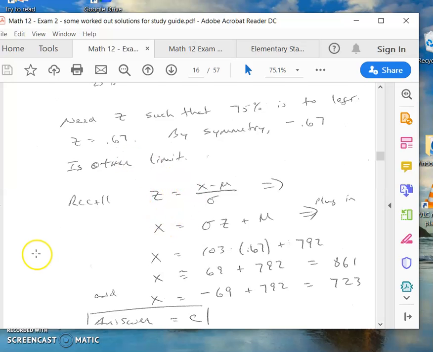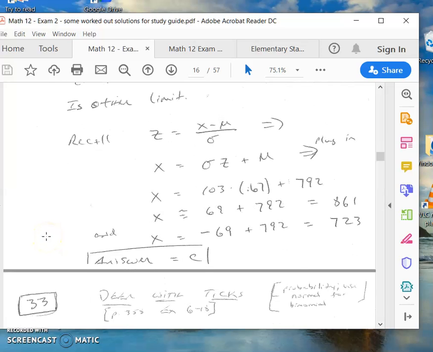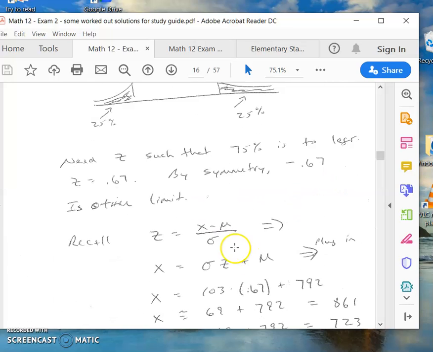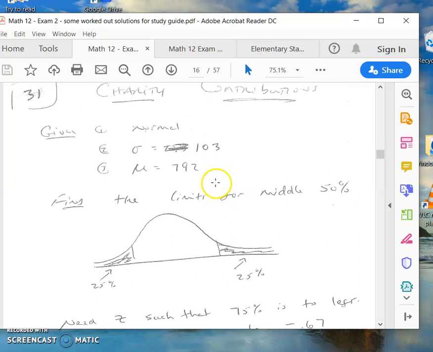So we plug that in right here. Here's our formula. And actually what I did on this particular one is I manipulated things, I just rearranged the terms. After I get this formula, I go ahead and plug stuff in. So Z is 0.67, 103 is my sigma that I was given, and my mu I was given as 792. So now it's just a matter of cranking this thing out. If X is equal to 723, that's what I'm looking for. So what I'm looking for is right here being 723. And that kind of makes sense, right?